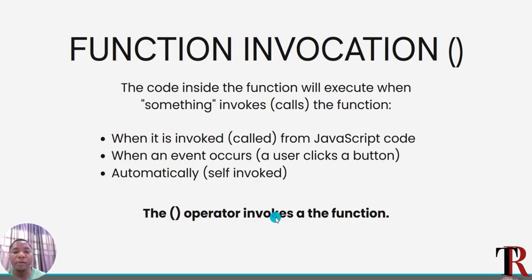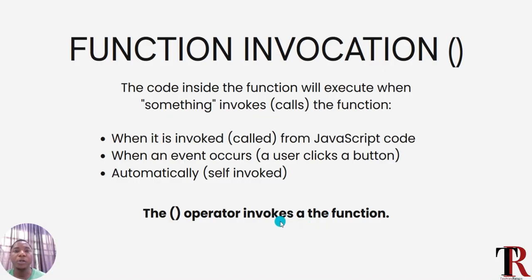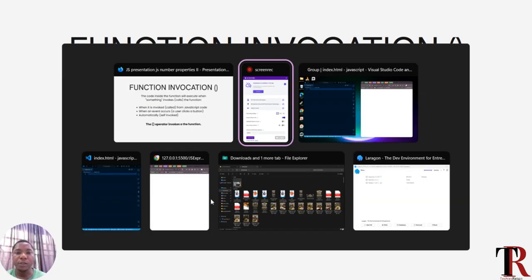The bracket operator invokes the function. So when you want to invoke a function, you use the bracket operator after the name of the function. If it is a function that has optional parameters, you pass them into this bracket. And if it is a function that does not have any parameters, you just call it with this bracket operator that you can see on my screen. So let's take a look at what this means in our code editor.